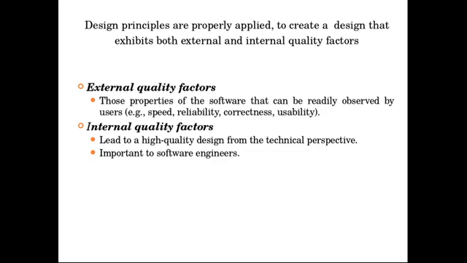When these design principles are properly applied, the software engineer creates a design that exhibits both external and internal quality factors. External quality factors are those properties of the software that can be readily observed by users. For example, speed of the software, reliability, correctness, usability, etc.